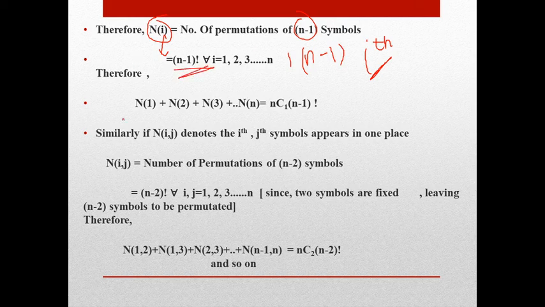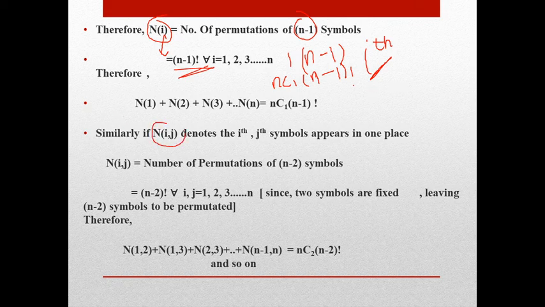Therefore, N of 1 plus N of 2 plus ... plus N of n is equal to nC1 into (n minus 1) factorial, because among n elements, one element is preserved, that is nC1, and the remaining n minus 1 elements can be permuted in n minus 1 factorial ways.